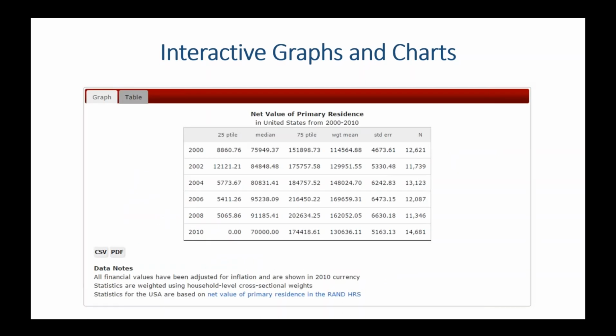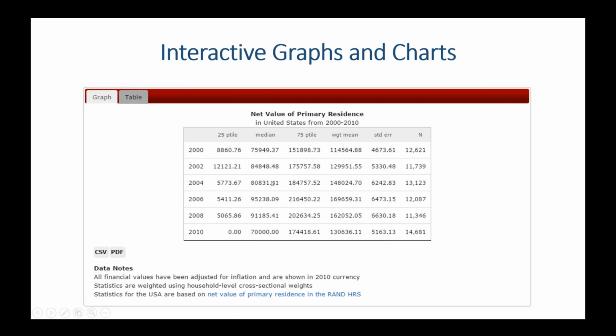And we also allow you, including the graphs, you can look at a graph or a table. So here's a table that looks at net value of primary residence, and this looks over a set of years. So it looks just for the United States between 2000 and 2010. And one of the things you can see here is that house prices, looking at both the median and the mean, really continued to rise.